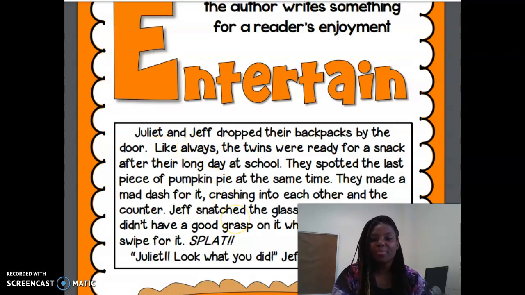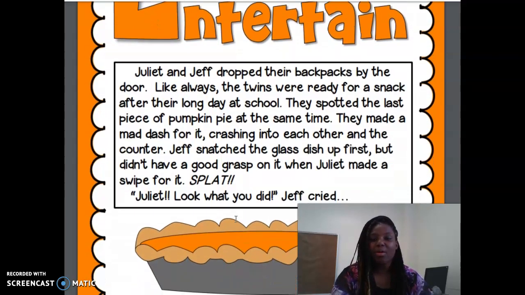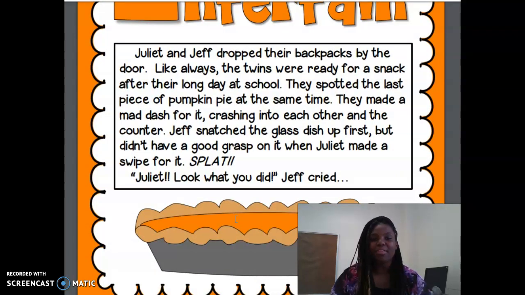Julian and Jeff dropped off their backpacks by the door. Like always, the twins were ready for a snack after their long day at school. They spotted the last piece of pumpkin pie at the same time. They made a mad dash for it, crashing into each other and the counter. Jeff snatched the glass dish up first, but didn't have a good grasp on it when Julia made a swipe for it. Splat! "Julia, look what you did!" Jeff cried.